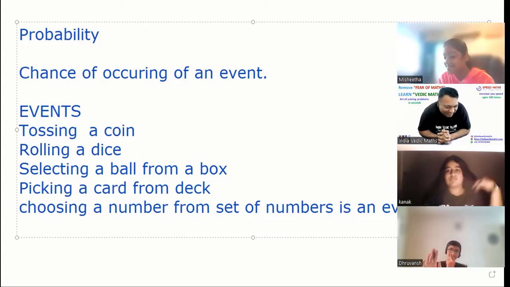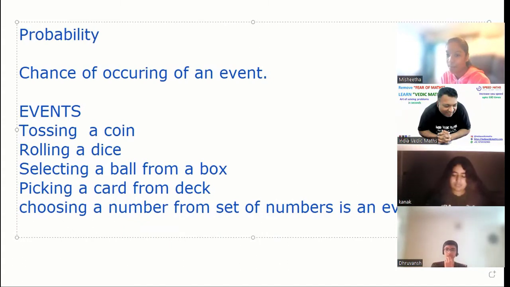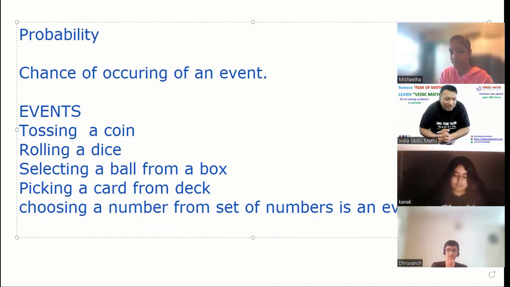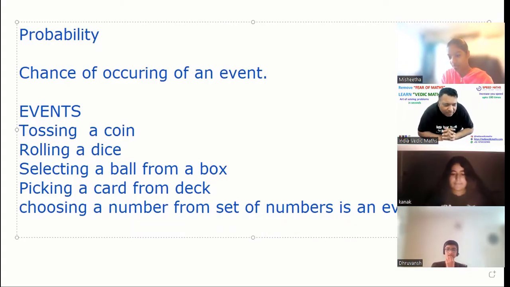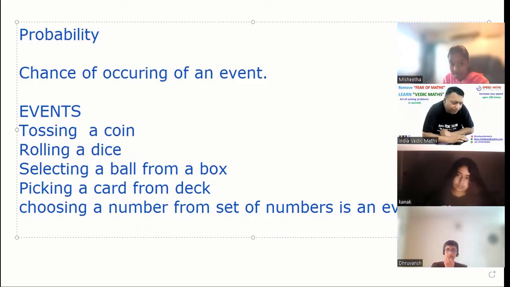Dhruvansh, give me another. Sir, the chance of something falling off. You can say something also, but give something specific, good. Vedant, give me your example, then Mishita will give, and then Priyanka will give. I listed out 5 events. You list out anything you want. Vedant, are you there? Yes, sir. Think of an event and tell me.